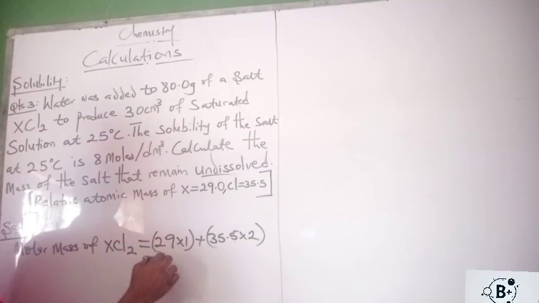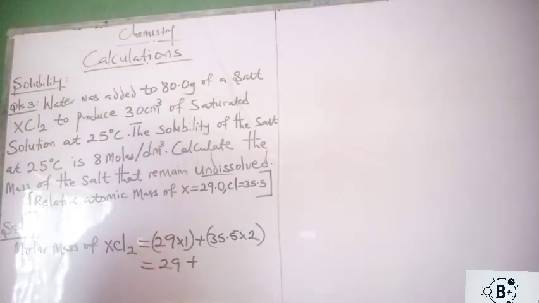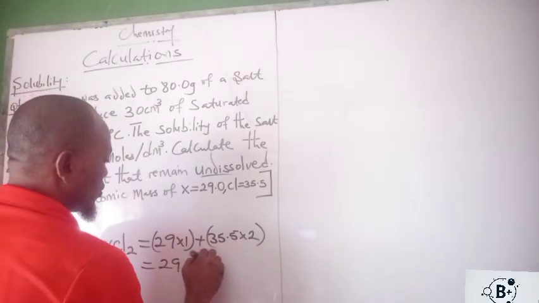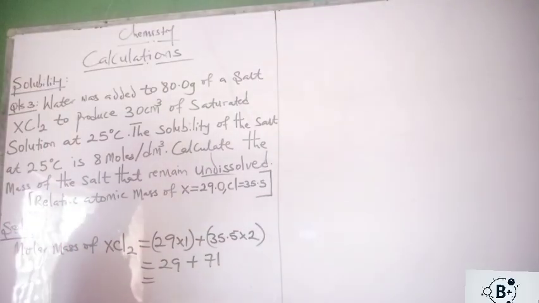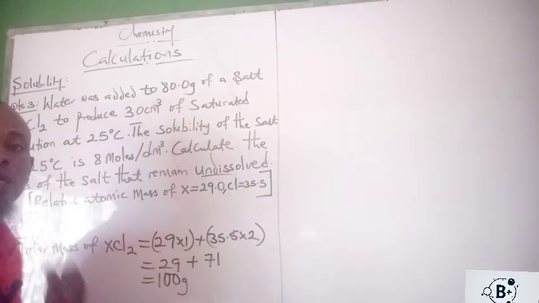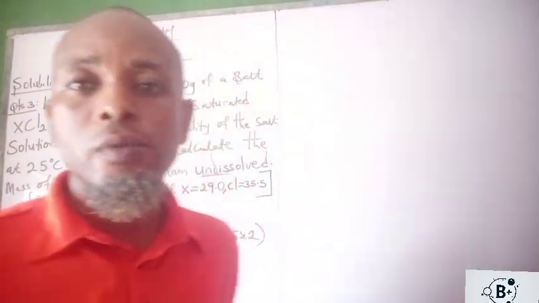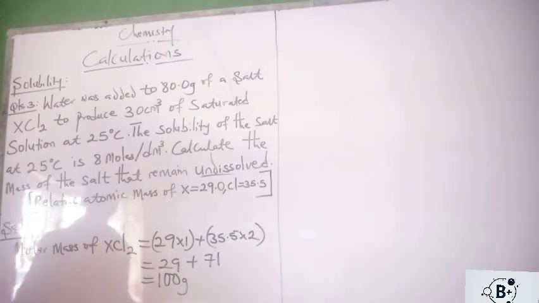So this becomes 29 plus 35.5 times 2 is 71. This is 71. Now that amounts to 29 plus 71 gives us 100 gram. So this gives us 100 gram. Now we've known the molar mass. So the next step is the mole.